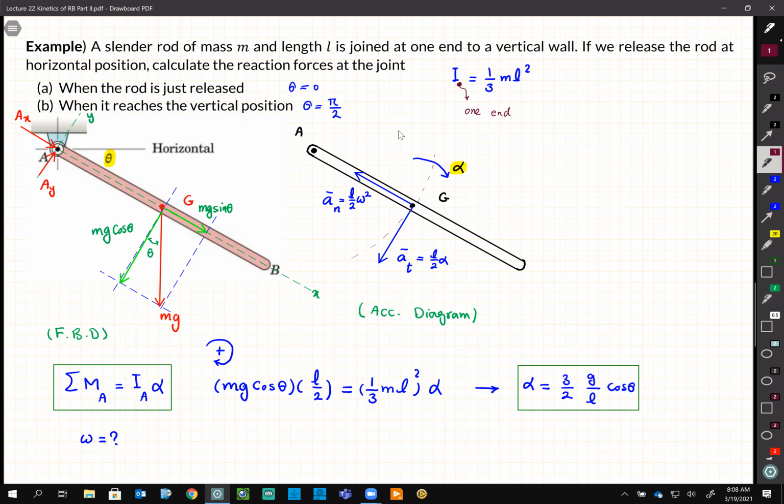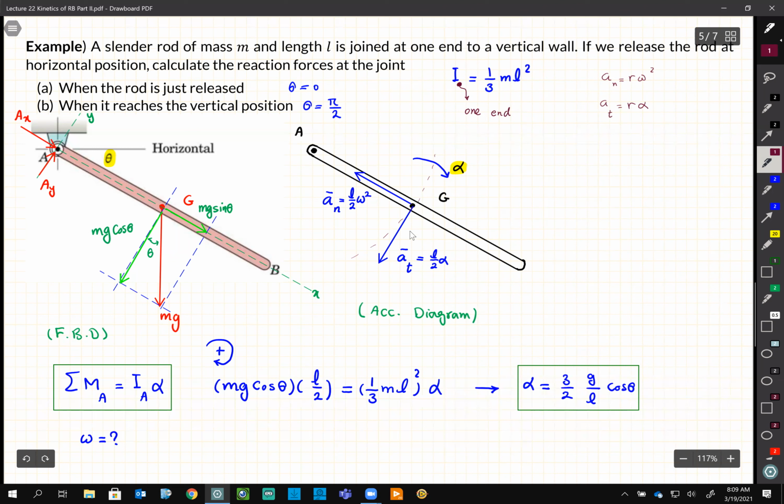Remember, we had three categories of motion: pure translation, pure rotation, and a combination of these two. In this scenario, we are dealing with a case of pure rotation because A is a fixed point. So if I have a rotation, immediately I should realize that I should have an AT and AN. Because I'm writing about point G, I write them down as A bar T and A bar N. The formulas: AN is always R omega squared, and AT is R alpha.